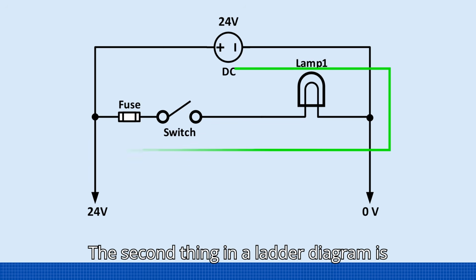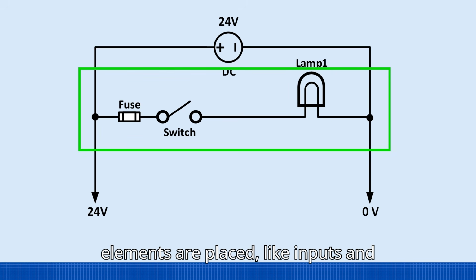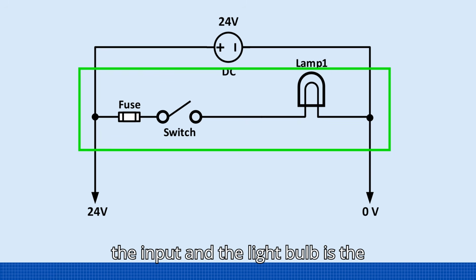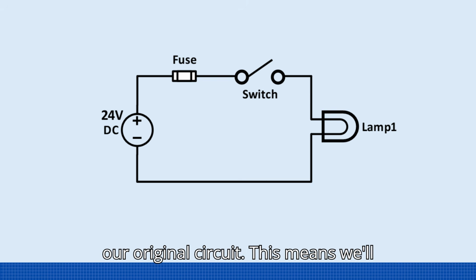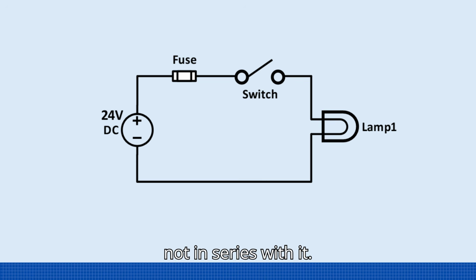The second thing in a ladder diagram is the rung. That's where all the control elements are placed, like inputs and outputs. In this example, the switch is the input, and the light bulb is the output. Now, let's add another parallel branch to our original circuit. This means we'll connect another load beside the first one, not in series with it.